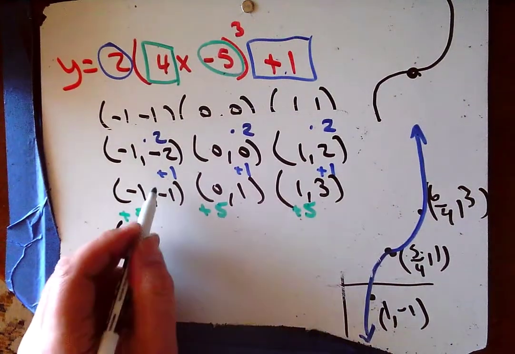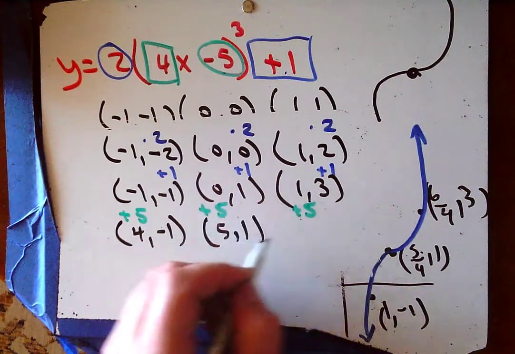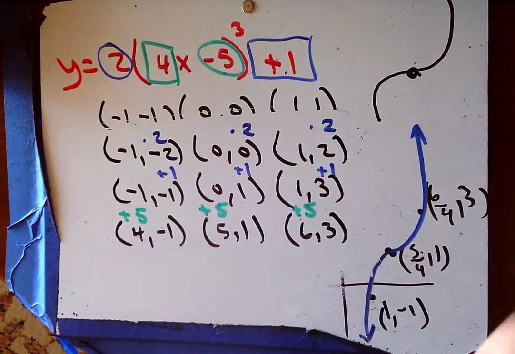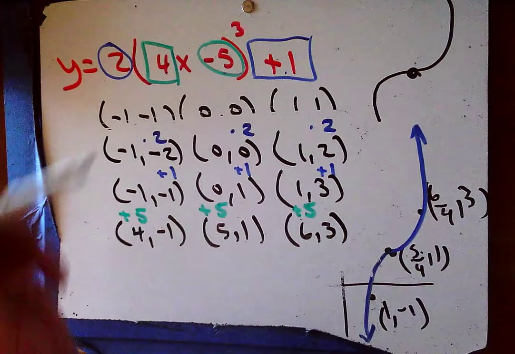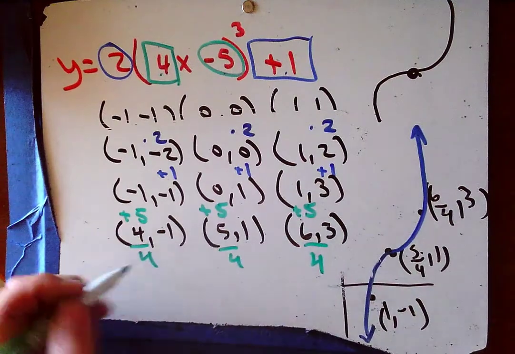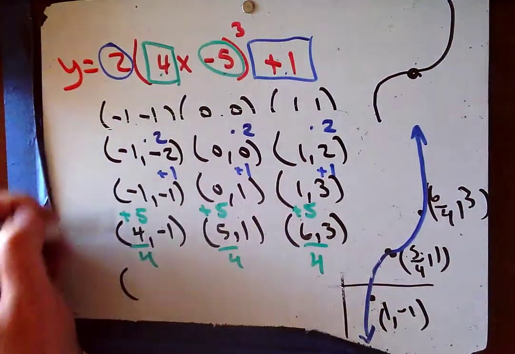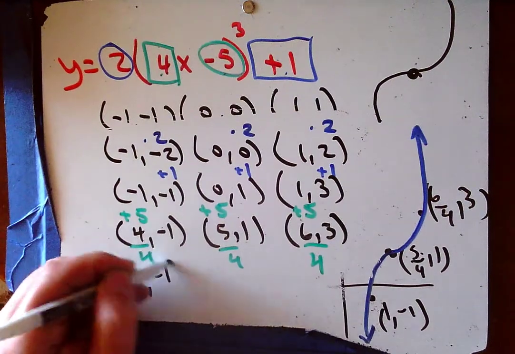And that's going to be 4, -1, 5, 1, 6, 3. And then finally, I have to come back and divide all the x's by 4. And so we'll end up with the same points. We'll have just done twice the amount of writing to get there.